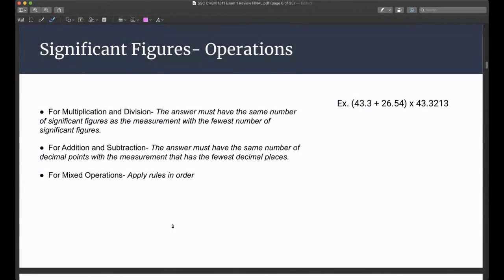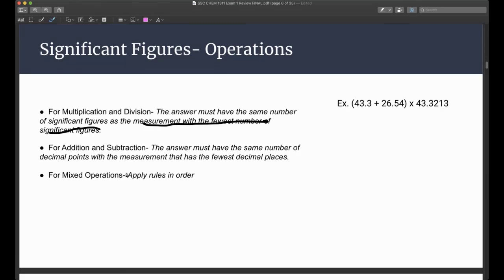So when we're doing calculations in lab or in your practice problems, you want to record them to the right sig figs using these rules. So for multiplication and division, the answer must have the same number of significant figures as the measurement with the fewest number of significant figures. For addition or subtraction, the answer must have the same number of decimal places as the measurement that has the fewest decimal places. So for addition and subtraction, you would look for the fewest decimal places, and for multiplication and division, you would look for the fewest number of sig figs. Sometimes they may be the same thing, but other times they're not. So just go by these rules.